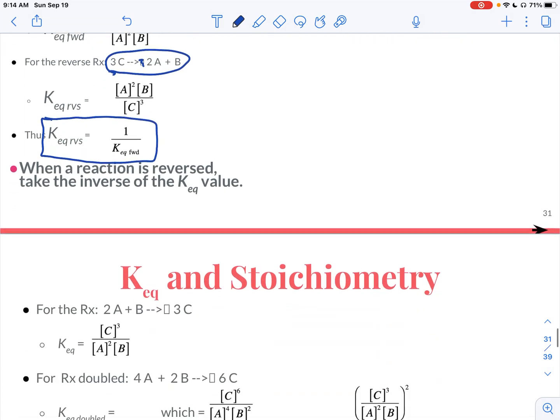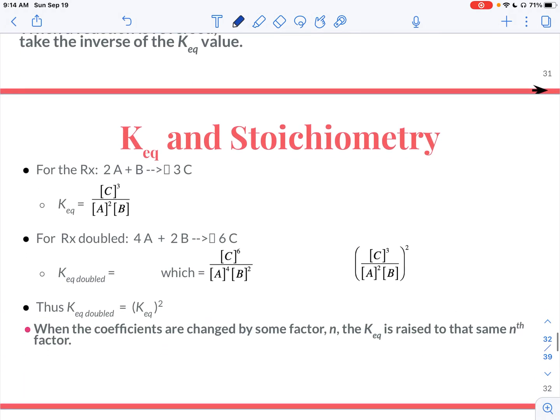So now let's talk about what we can do with K for stoichiometry. And then we're going to kind of put all this together, right? I think my app, when I import the slides, gives those little boxes, so I'm just trying to cross them out as we go along. If we have this reaction, we know that the K value looks like this. We just did it, okay? What if we had this reaction doubled? So if we multiplied this entire thing by 2, we would get 4A plus 2B gives 6C.